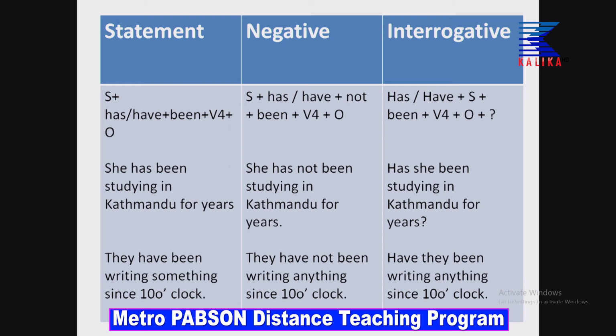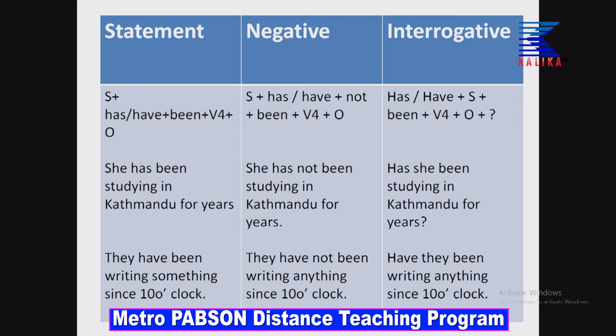So, now the sentences. Let us first begin with positive. She has been studying in Kathmandu for years. Now negative: she has not been studying in Kathmandu for years. Has she been studying in Kathmandu for years? They have been writing something since 10 o'clock. They have not been writing anything since 10 o'clock. Have they been writing anything since 10 o'clock?